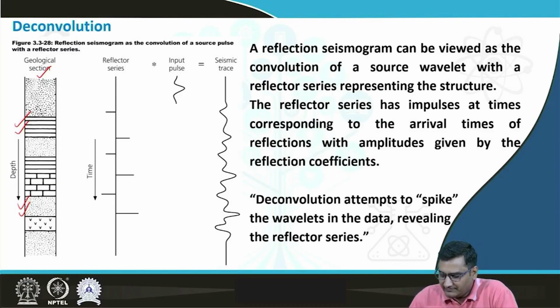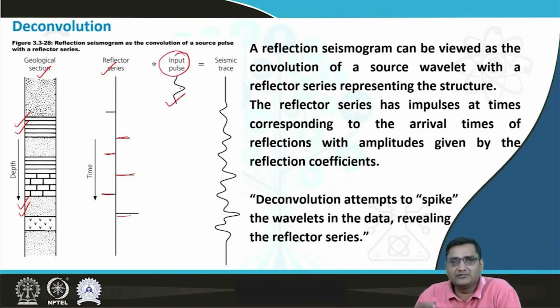And this geological section is represented by the reflector series. Each interface has a certain spike, or you can say certain impulses, at times corresponding to the arrival times of the reflections, with amplitudes given by the reflection coefficients. So when the source pulse, or the input pulse, comes to the reflecting series of the earth, it gets convolved with this reflectivity series, and finally you will get a seismic trace.